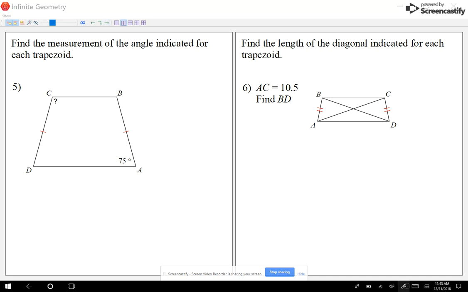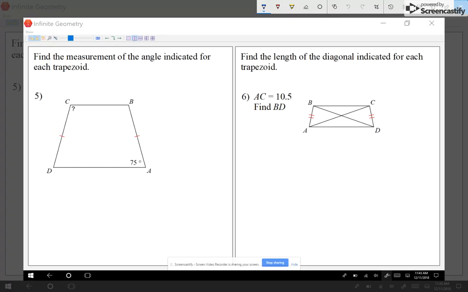Now, question number 5, looking at trapezoids, one thing that we know about trapezoids is the two angles at the side have to add up to 180. If one of them is 75, the other one is 105. Those two angles add up to 180. Because it is an isosceles trapezoid, the angles on the right repeat on the left. So angle C, where the question mark is, I'm going to call that 105. Because in an isosceles trapezoid, the sides copy.